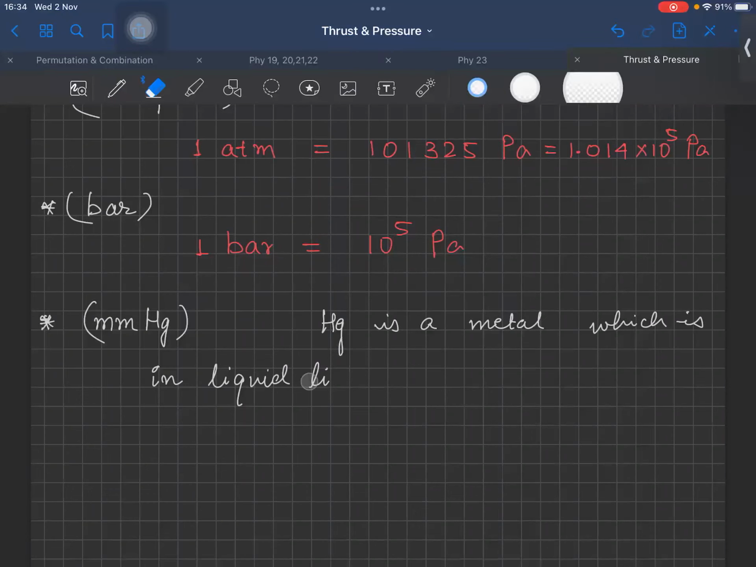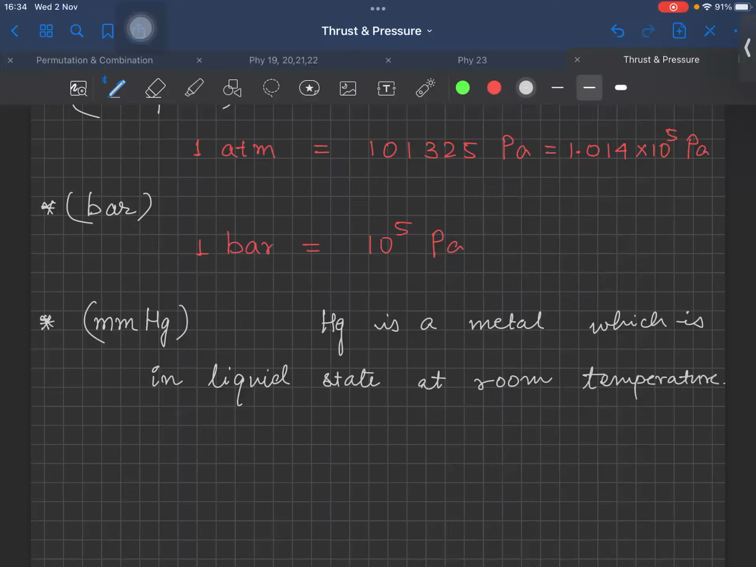At room temperature. So have you ever seen this mercury? Yeah, maybe in a thermometer, there is a small amount of mercury, right? So that will fluctuate up and down, isn't it? That's what will tell you the temperature of your body, isn't it?